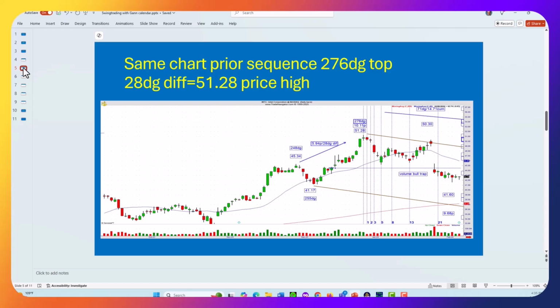Okay, so what we have here in this case, we have another situation where the high before the high is 248 DG, the high is 276 DG, the difference is 28 DGs, and the price high is $51.28. Do you guys think that this is a coincidence? I think not.